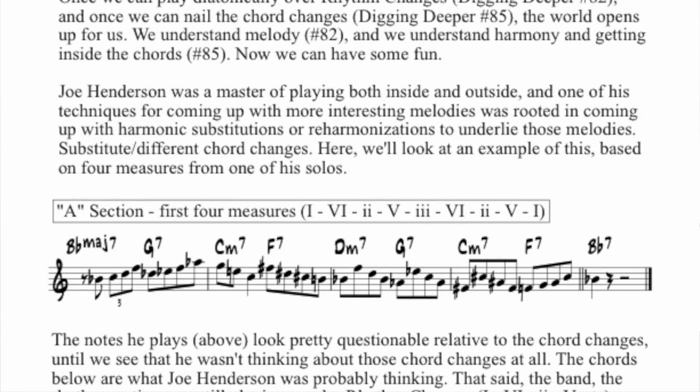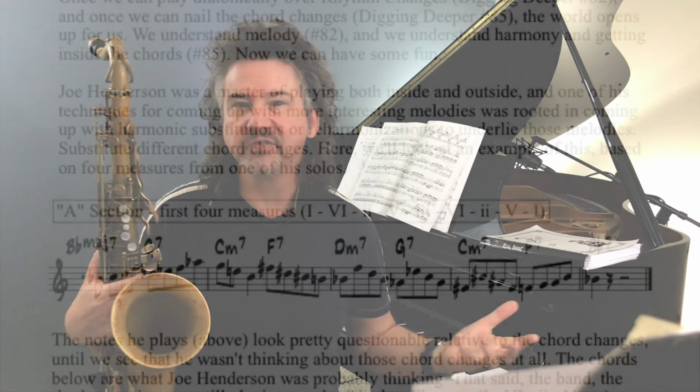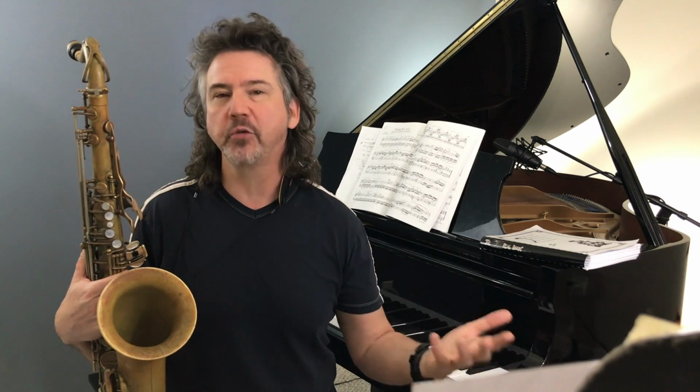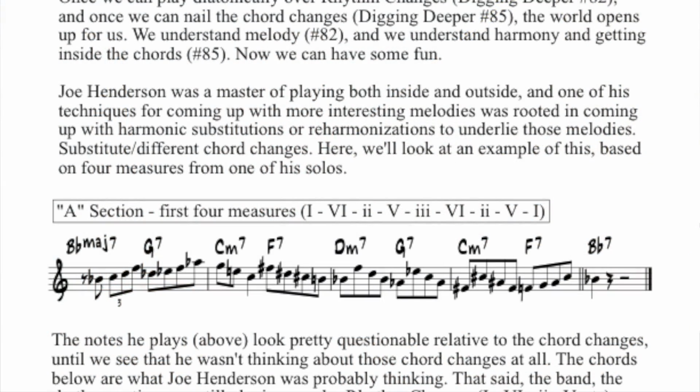Now, if we look at the first item on the sheet, it's a transcription relative to the rhythm changes we all know and love, the 1-6-2-5 chord progression. And if that doesn't quite make sense to you, you can go back and get some information on it, the typical rhythm changes. Now, when we look at that, there's a bunch of wrong notes, tons of wrong notes there.